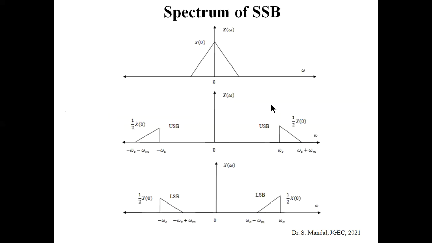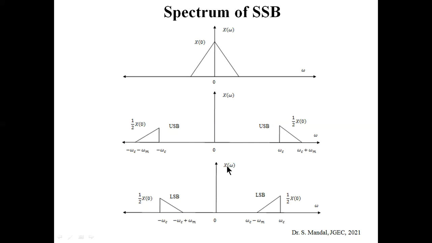So let's see the spectrum of SSB. Assume that this is the spectrum of X(omega), which is represented by this triangular pulse. Now, in case of SSB, as we already said, we only send either USB or LSB. So this portion contains the USB section only, where USB extends from omega c to omega c plus omega m, or minus omega c minus omega m to minus omega c.